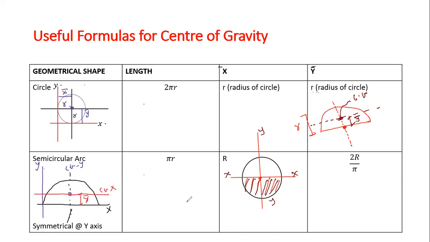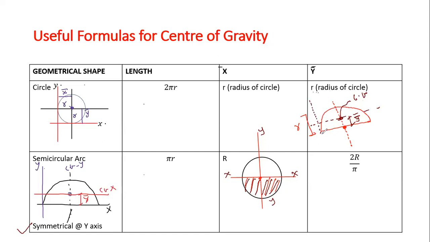So now keep in mind, if your semicircle is symmetrical about the y axis, it is clearly seen that if you fold this object about the y axis, you will get an exact mirror image. So in that case, keep in mind, suppose this is my reference x axis.